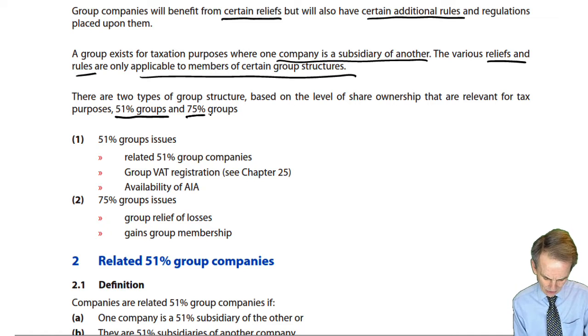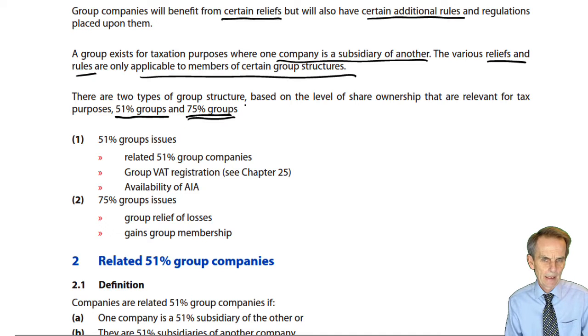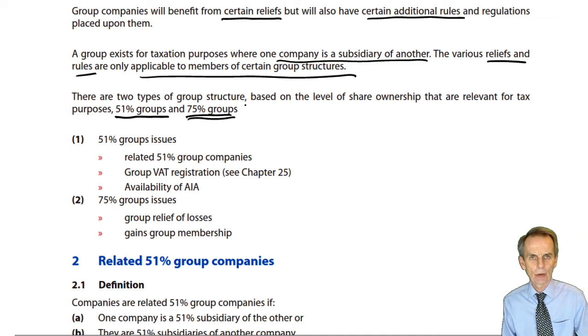It's when we get to 75% groups that life gets a whole lot more interesting. And that basically comes down to looking at two key areas. In Chapter 18, we looked at what we would do with losses. The main loss, a trading loss. What could we do with it within a single company? Well, it was fairly obvious.